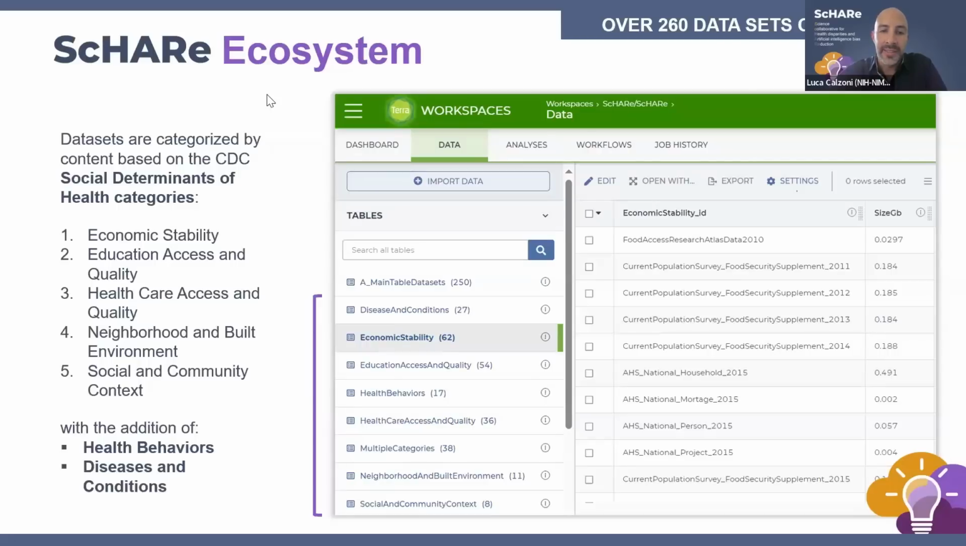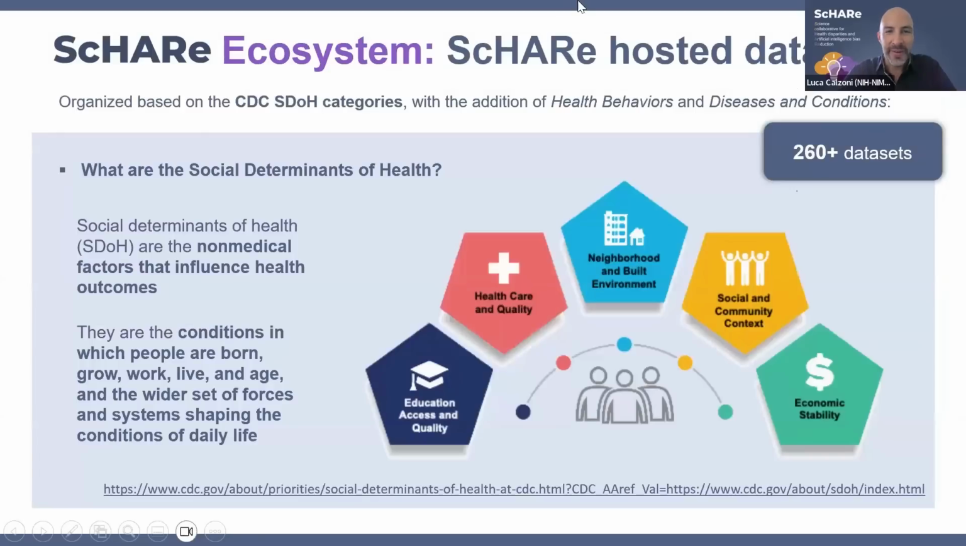This is a screenshot from the data section. And you can see that we have categories of data that reflect the social determinants of health categories by the CDC. So those categories are economic stability, education access and quality, healthcare access and quality, neighborhood and built environment, social and community context. And we added two, actually, so health behaviors and diseases and conditions. And from the data tab, you can actually visualize all these categories, explore the data sets that are available, and on the right, access the actual data and import it into your workspace or download it on your computer.